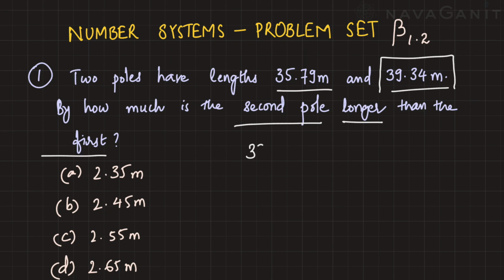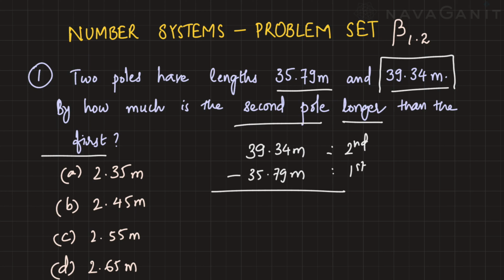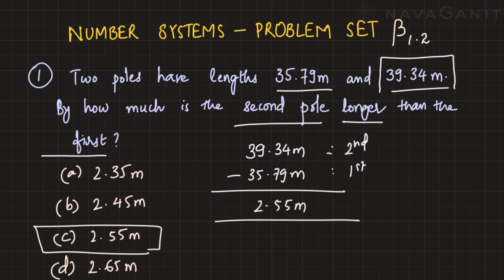So we simply need to subtract 35.79 meters from 39.34 meters, because this is the length of the second pole and this is the length of the first pole. So the difference will come out to be 3.55 meters. So the correct answer is option C.